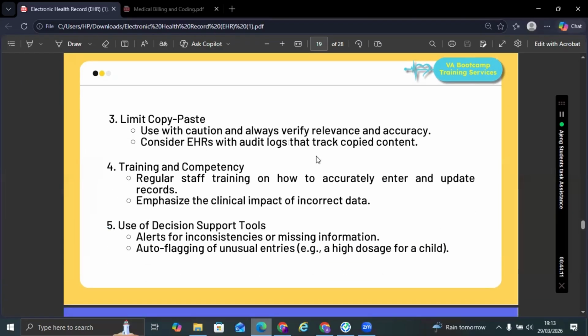Next, limit copy-paste. Use with caution and always verify relevance and accuracy. Consider EHR with audit logs that track copied content. And then training and competency. Regular staff training on how to accurately enter and update records. And then emphasize the clinical impact of incorrect data. Next, use of decision support tools like alerts for inconsistency or missing information, and then auto-flagging of unusual entries. For example, high doses for a child.